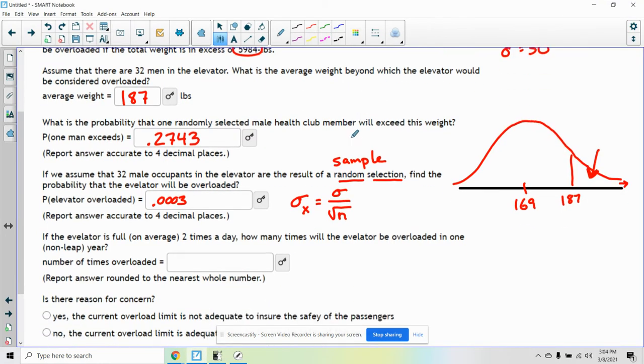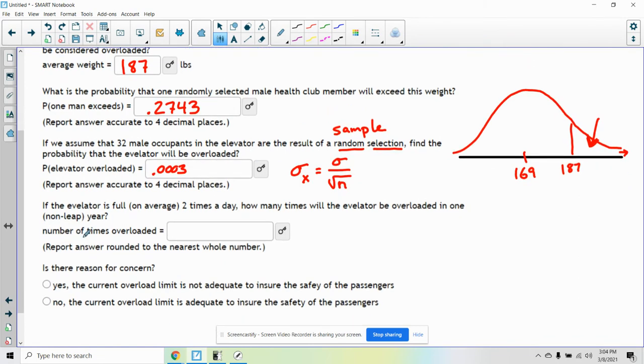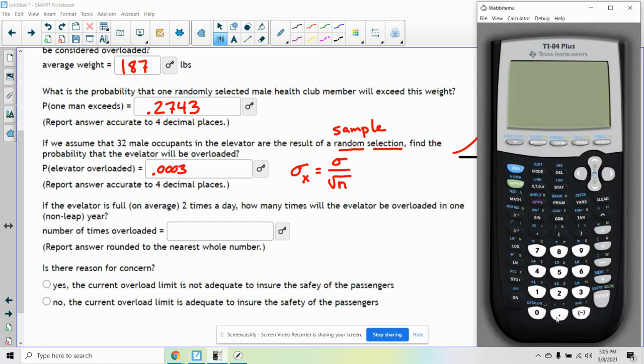Now it says, if the elevator is full on average 2 times a day, how many times will the elevator be overloaded in one non-leap year? So this is the probability that it gets overloaded with 32 people. I'm just going to take that number, 0.0003. It's full 2 times a day, so that's 365 days a year. So we get 0.219.